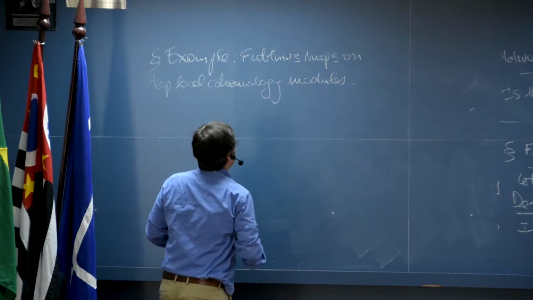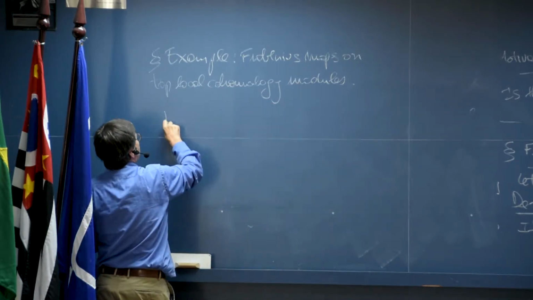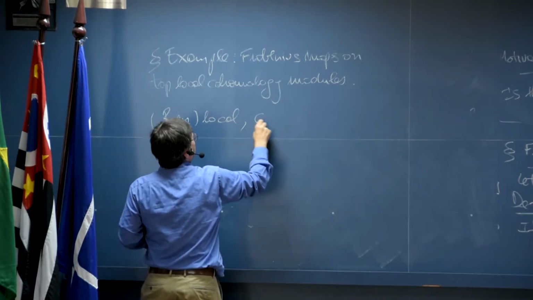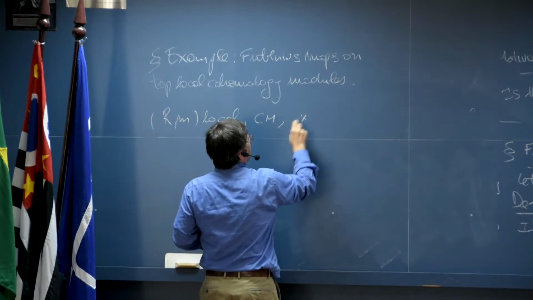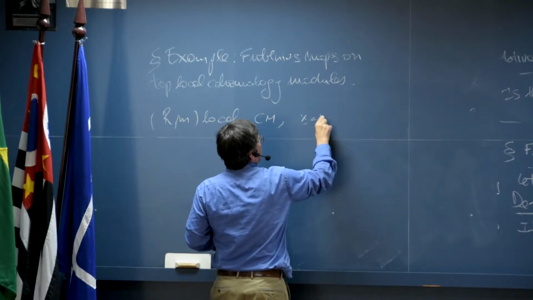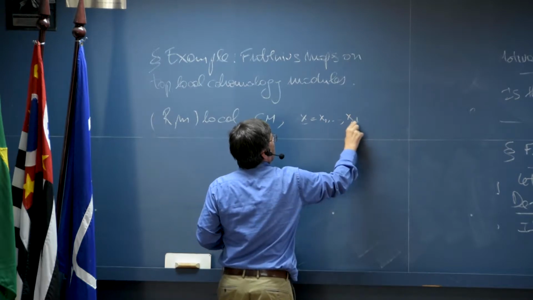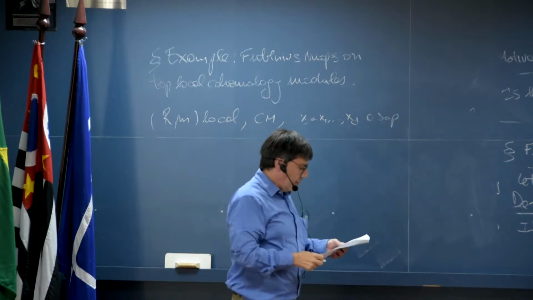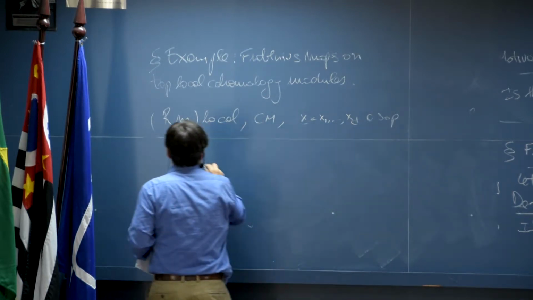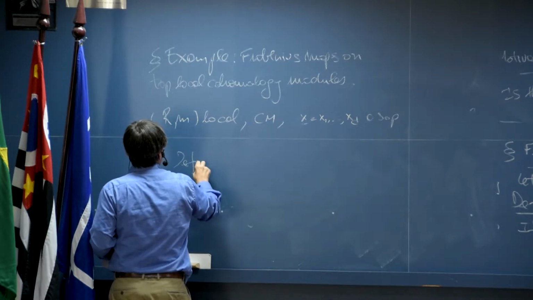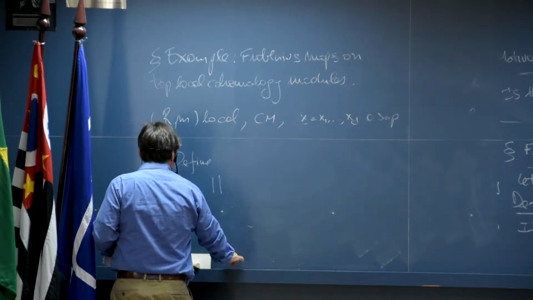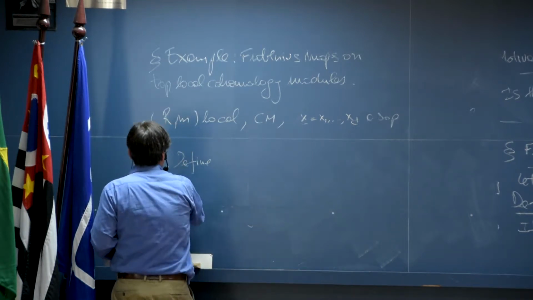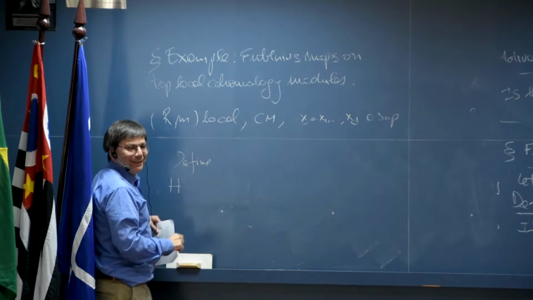So now I want to look at a special kind of ring. So it's still characteristic p. I want it to be local. I want it to be Cohen-Macaulay. I'm going to pick a system of parameters x, which is x1 up to xd, which is also a regular sequence since we're working in the Cohen-Macaulay ring. And I'm going to define the following object. So I'm going to call this object H.